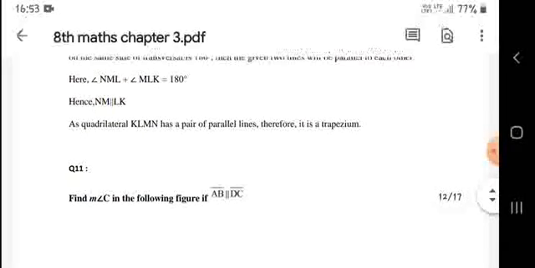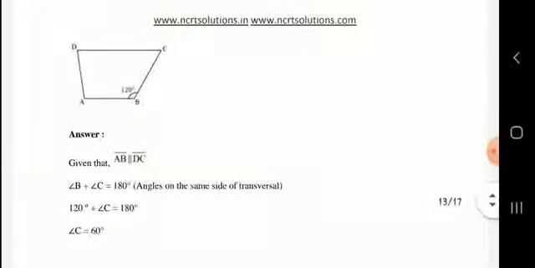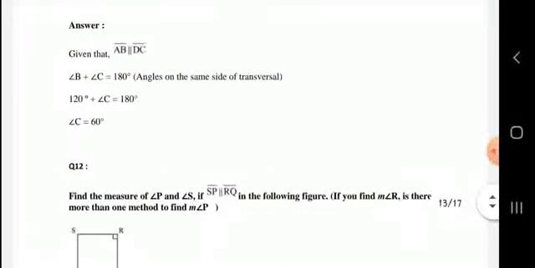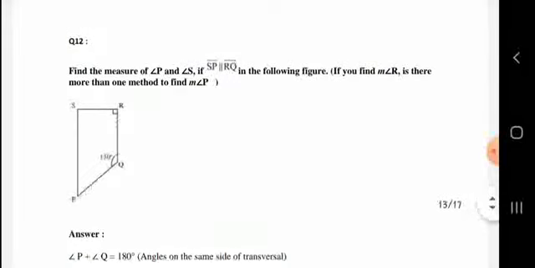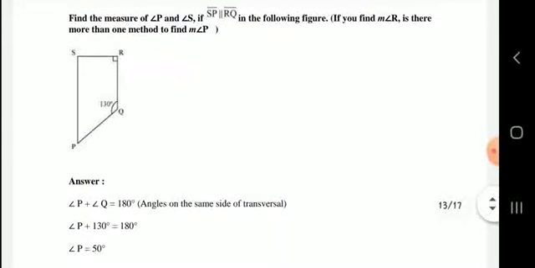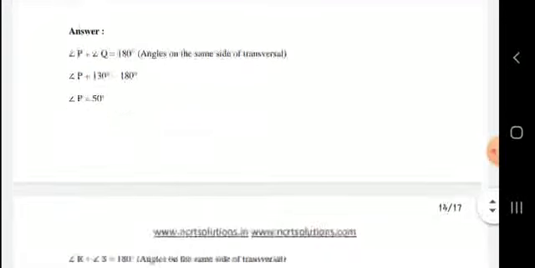So let us see angle C in the following figure, where AB is parallel to DC. So angle B plus angle C is equal to 180 degrees. So 120 plus angle C is equal to 180 degrees. So C is equal to 60. 30 is equal to 180. So angle P is equal to 50 degrees.